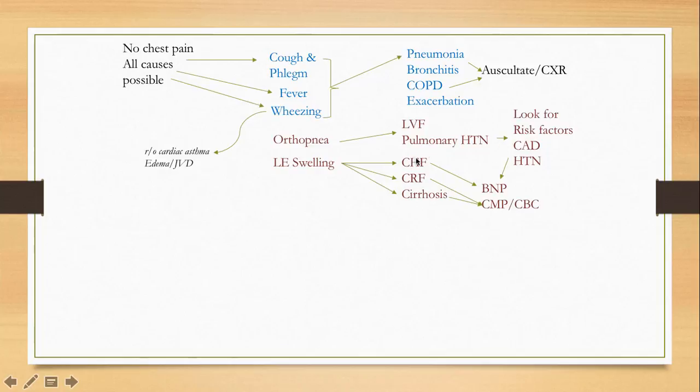Again, patients who you are suspecting as heart failure will present in the setting of some risk factors that are already present. So you will draw BNP whenever you are suspecting heart failure, because you got these two findings and you got some risk factors.